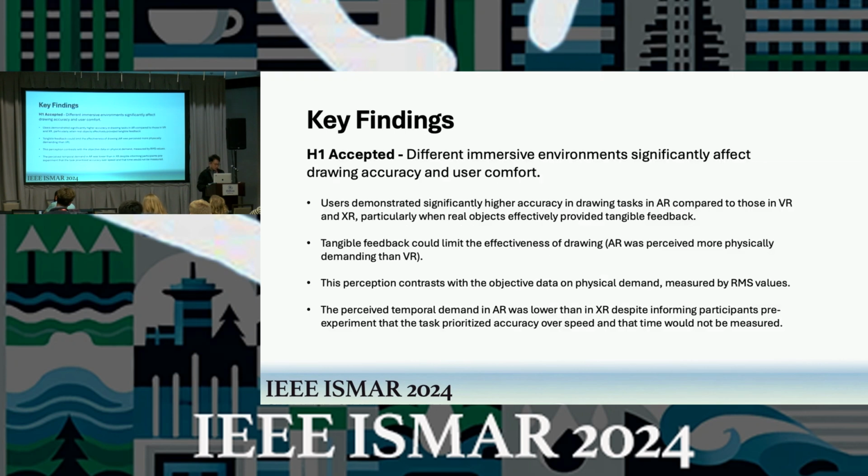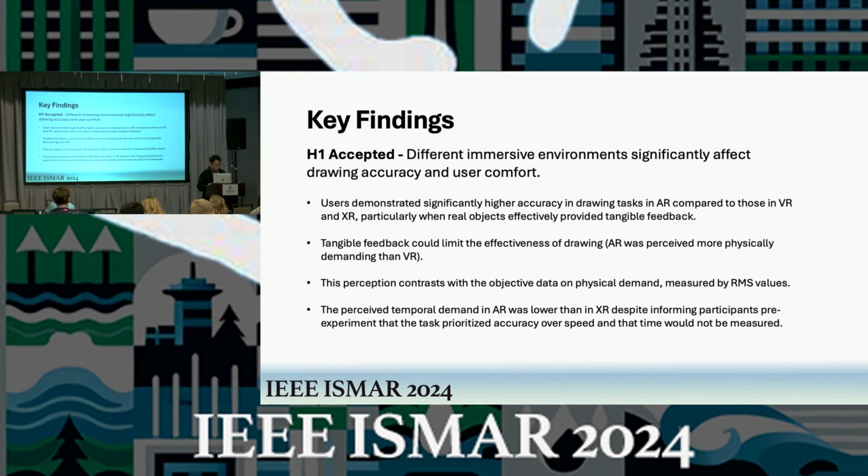So based on these results, H1 was accepted. We found the users demonstrate significantly higher drawing accuracy in AR compared to those in VR and XR. We can infer that the higher accuracy could be attributed to the tangible feedback provided by the real object. However, the physical dimension of these real objects could sometimes become limitations for the drawing tasks. We believe that is why AR is more physically demanding than VR. But this perception contrasts with the objective data on the physical demand measured by the RMS value.